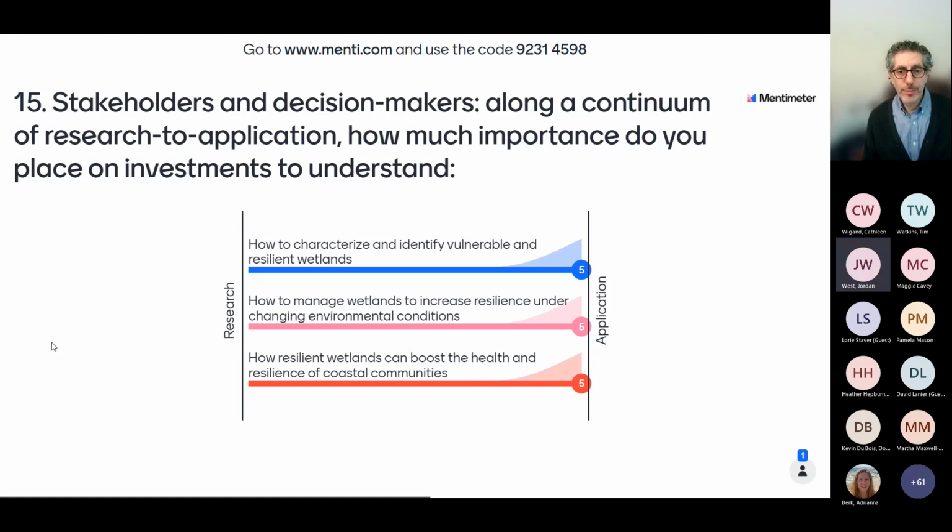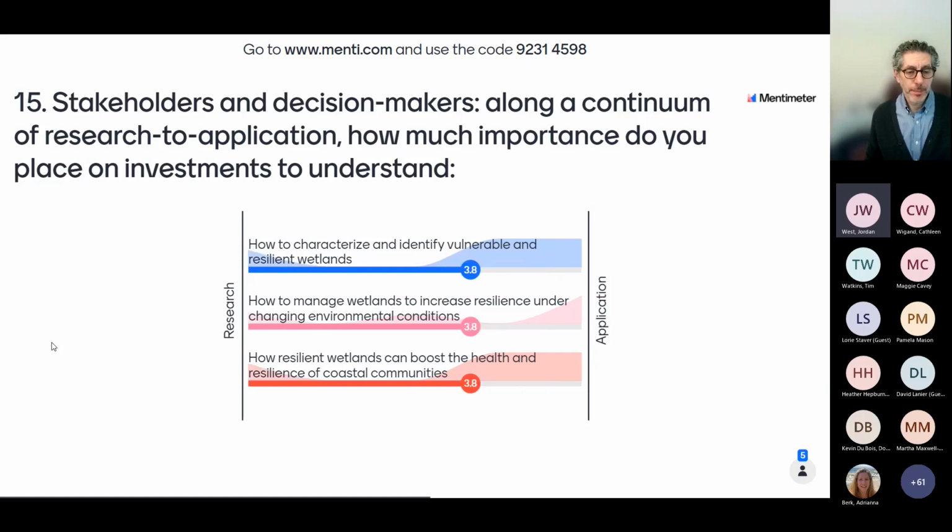So Joe, if I could just chime in for a second. Since this is a continuum of research to application, if you spend all your time on research, you would be over to the left of the slider. If you only do application and you're not really on the research side, you'd be to the right. And if you're in the center, that means you're spending about half your time on the science part and about half your time being involved in application. Thank you, Jordan, for that clarification.